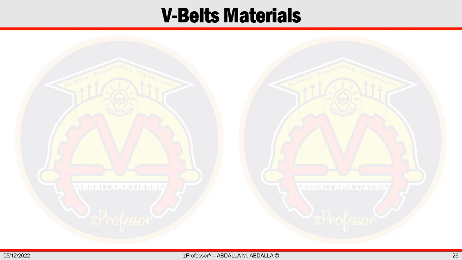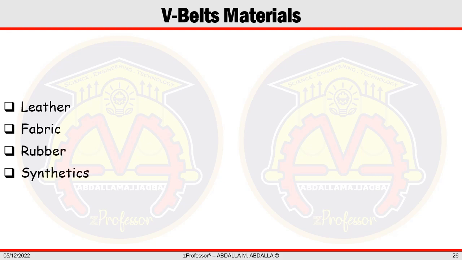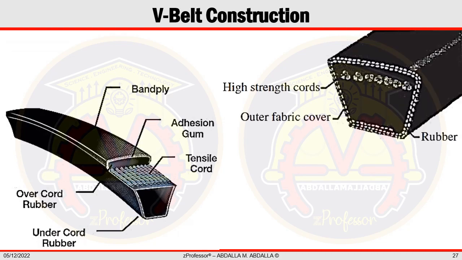Belts must be robust in tension, flexible for bending, light in weight, and offer enough friction against sheaves, since they are susceptible to tension, bending, and centrifugal forces. V-belts, which are frequently made of leather, fabric, rubber, and synthetic materials, offer a quiet, compact, and robust method of power transmission. This slide demonstrates how a standard V-belt is built.